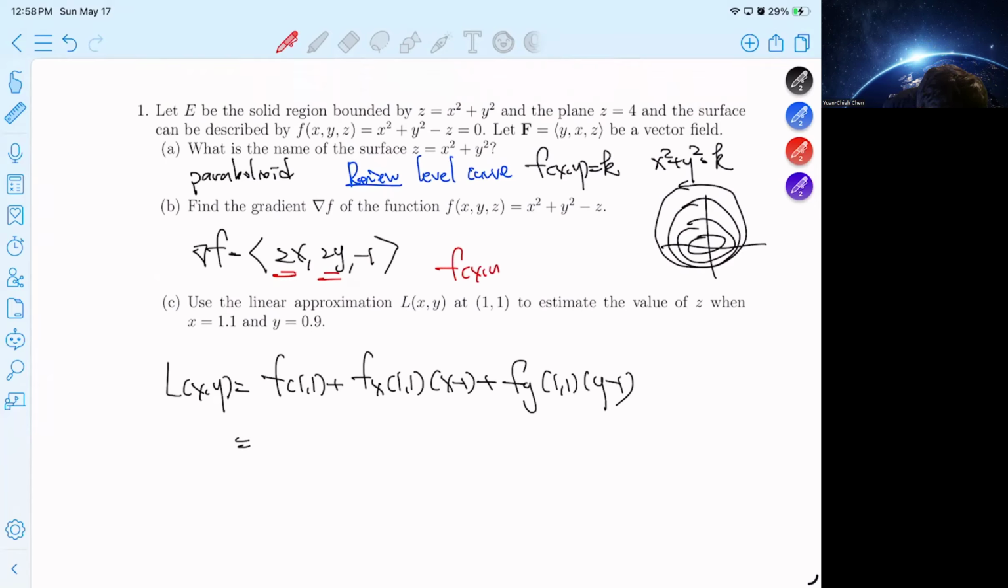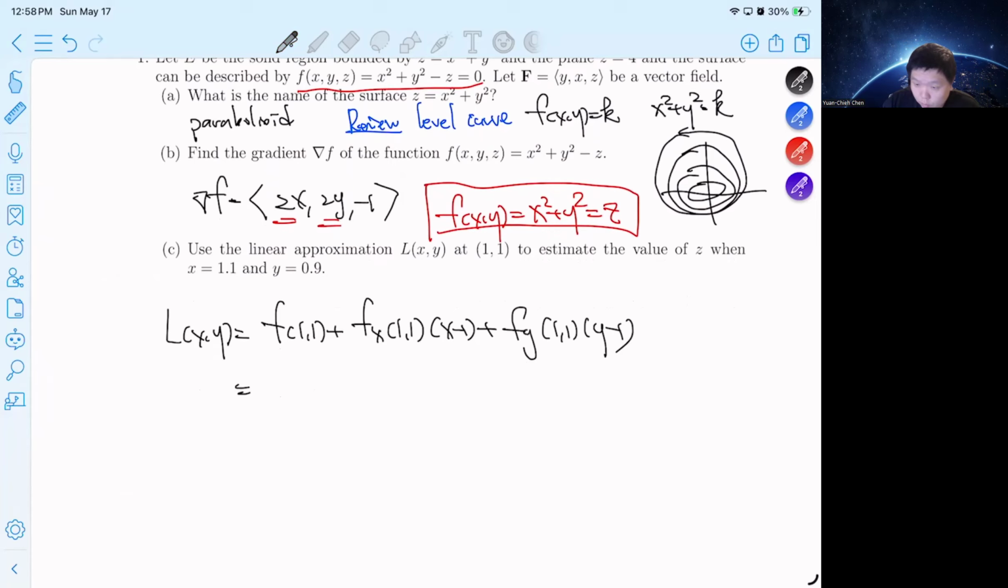This notation is slightly weird, so my f(x, y) is here. With two variables, x squared plus y squared equals z. Okay, don't confuse with this one. That will be easier. So f(1, 1) will be 1 plus 1, so it's 2. And this is 2x at (1, 1), so 2(x minus 1). And 2y again is 2(y minus 1).